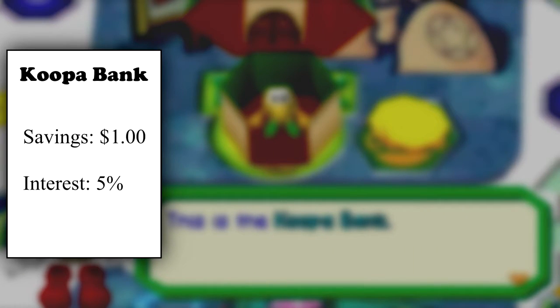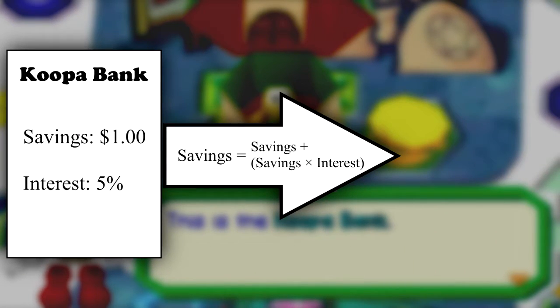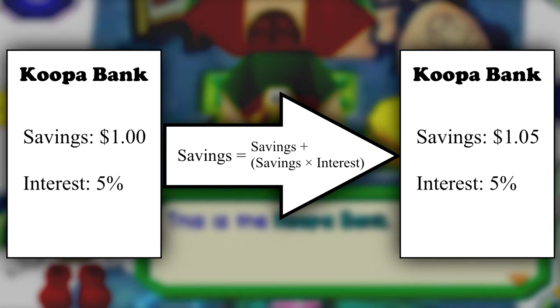Finally, the end of the month comes and your account accrues interest. You get a new bank statement, $1.05 in savings, and 5% interest. The action this time was the month ending. Every time the month ends, the bank uses your savings amount and interest rate to determine your new savings amount.